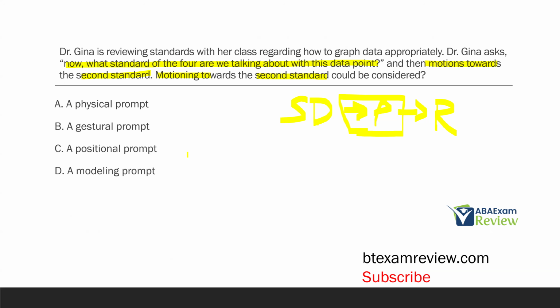What about a positional prompt? A positional prompt, that is when you manipulate the stimulus in question. If she had moved the second standard to a different location or manipulated it in some way, it might have been a positional prompt, but she didn't. She made a gesture. And then a modeling prompt. A modeling prompt is when you, the teacher, engage and demonstrate the correct behavior. Dr. Gina didn't necessarily do that. She simply made a motion towards the second standard. She gestured towards the answer she wanted. Her prompt was a gestural prompt. So motioning towards the second standard could be considered a gestural prompt.